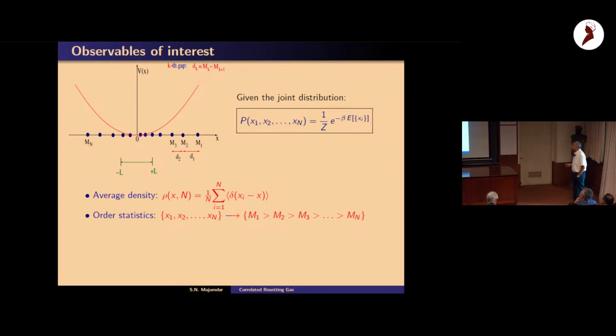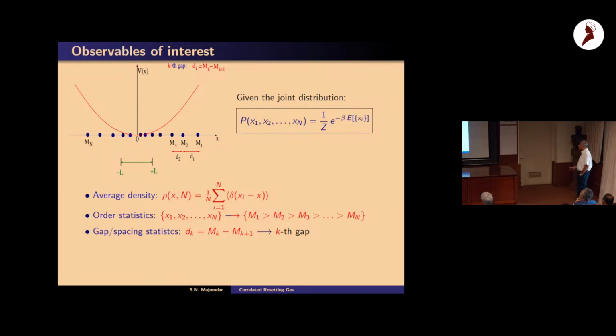And then you can go into the microscopic observables, namely, you can, for example, just look at the positions of the particles and order them so that this is the rightmost particle, this is the second rightmost particle, third rightmost particle, etc. So M1, M2, M3. M1 is, if you like, the maximum of the x's, and M2 is the second maximum, and so on. So these are called order statistics.